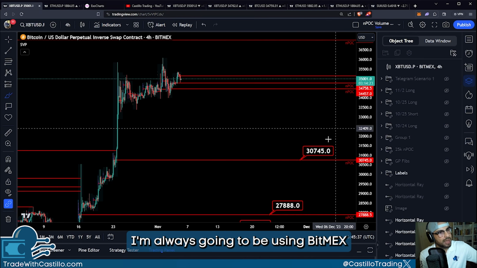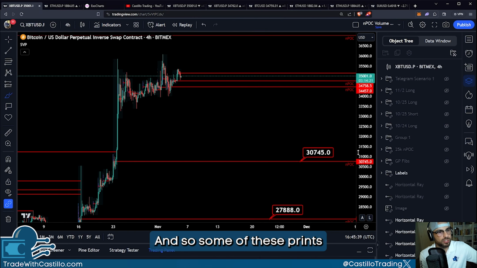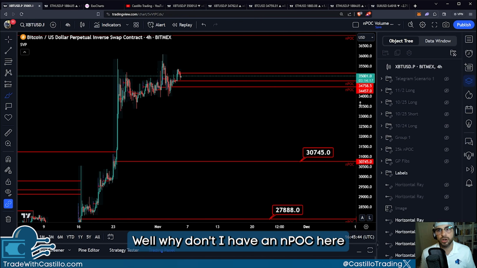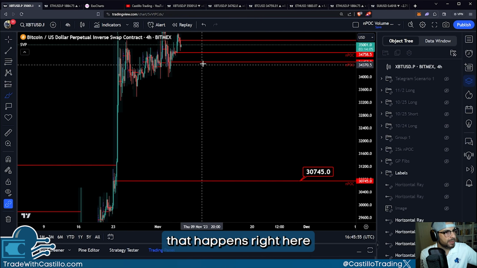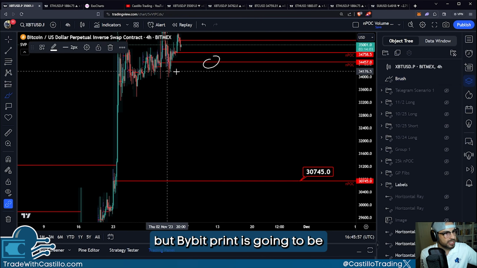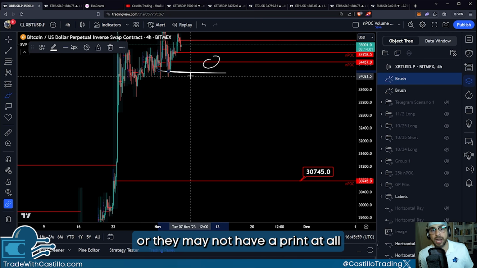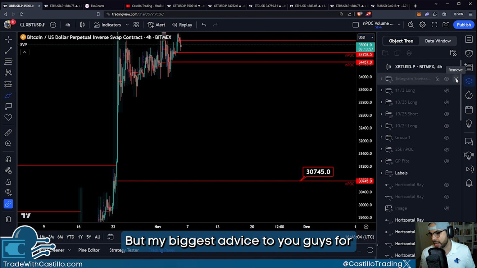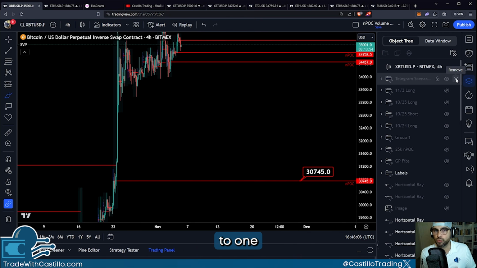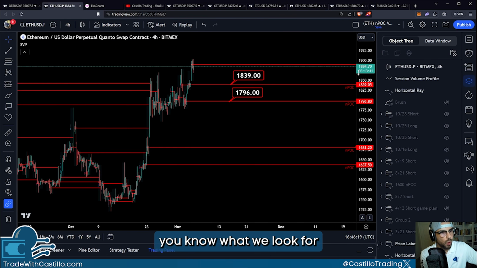But I'm always going to be using BitMEX, and so some of these prints may vary from time to time. I get a lot of messages saying, well, why don't I have an nPOC here that you do, or why is the exact dollar not the same as yours? Well, here's the answer, guys: each exchange will vary based on volume for that day. So BitMEX may get a print that happens right here, but Bybit's print is going to be a little bit lower, or they might not have a print at all, right? So things are going to vary, but my biggest advice to you guys is just stick to one. So that's currently what we look for.